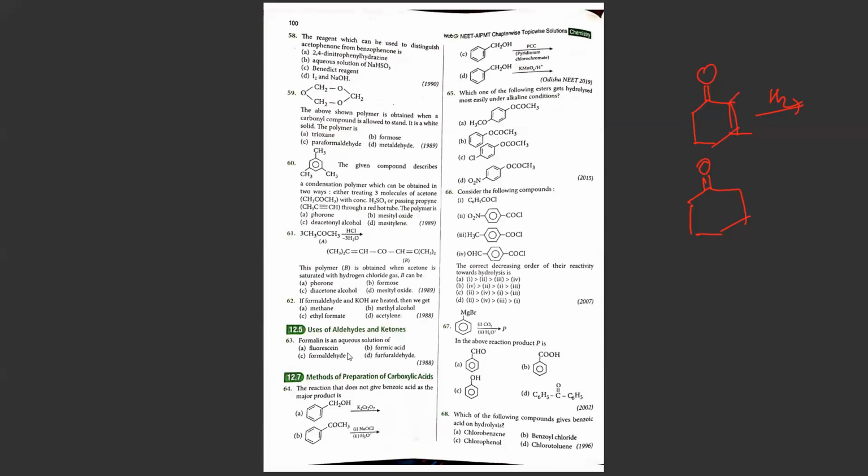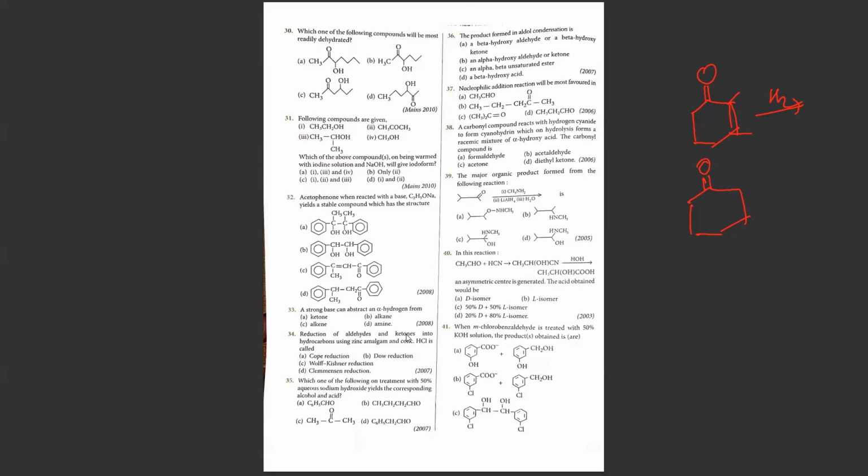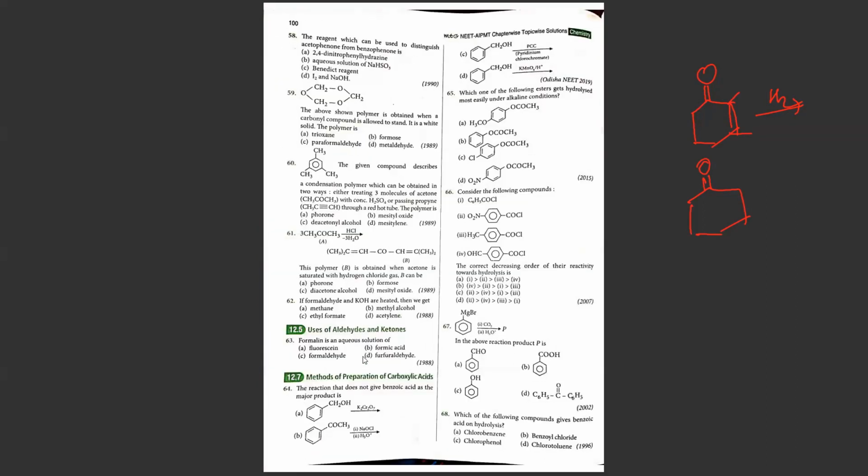Okay, so next is uses of aldehydes and ketones. Okay, there are some more questions. Uses of aldehydes and ketones. 63rd question. Formalin is an aqueous solution of. So formalin is an aqueous solution which is made up of what?